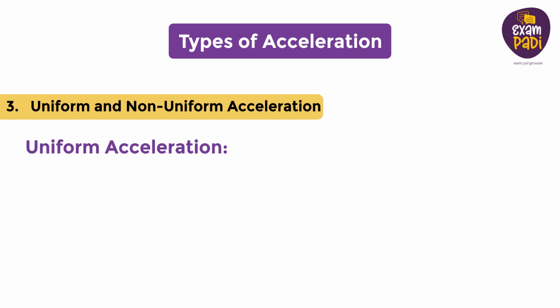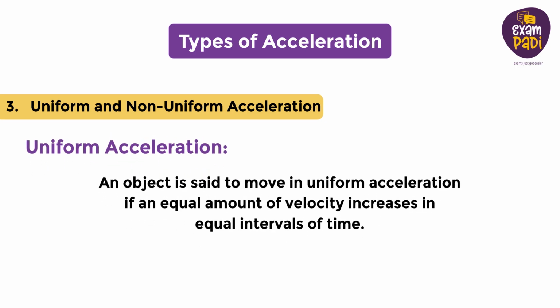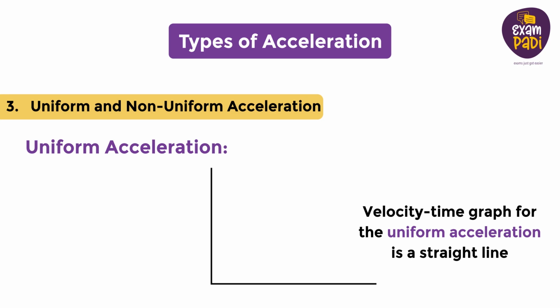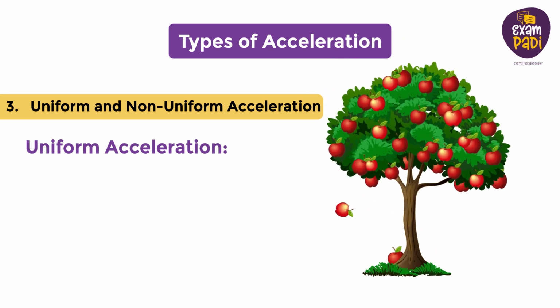Let's talk about uniform acceleration. An object is said to move in uniform acceleration if an equal amount of velocity increases in equal intervals of time. The velocity time graph for uniform acceleration is a straight line. An example of uniform acceleration is a free fall object, which possesses uniform acceleration.